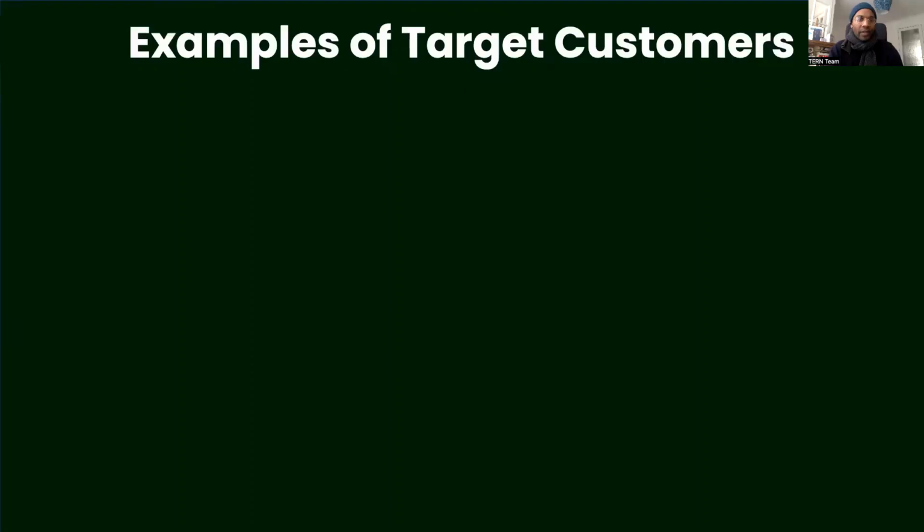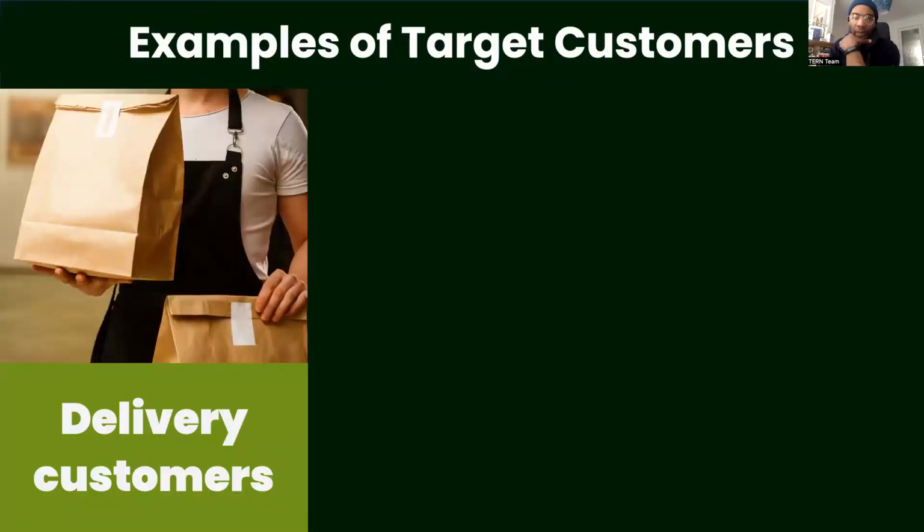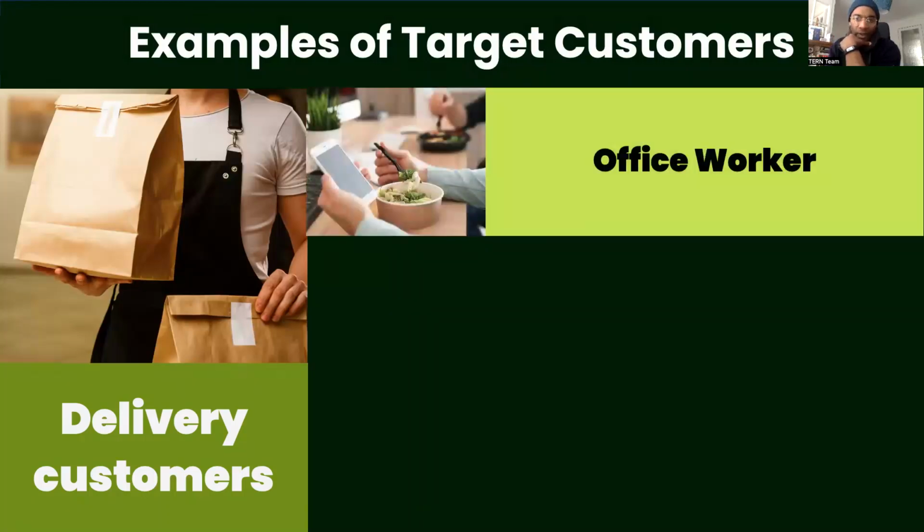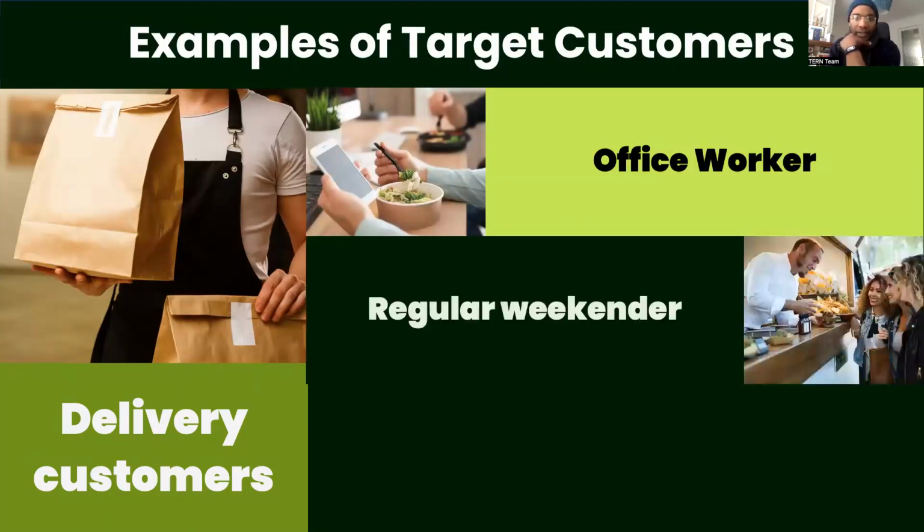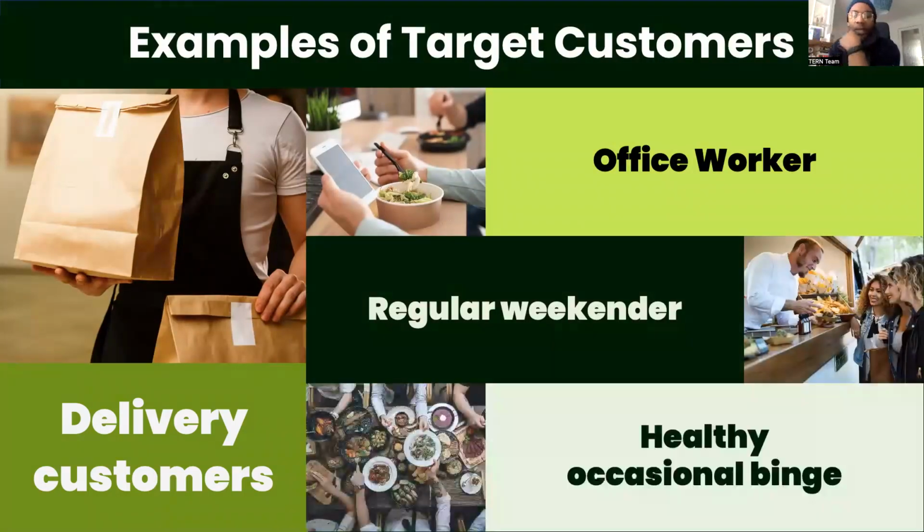We then discussed examples of target customers. So for delivery customers, for example, we had the office worker, the regular weekender, and the occasional binger, so the healthy occasional binger. All these people would tend to use takeaway, but as a delivery provider, as a takeaway provider, you would need to adjust to these three types of customers differently if you wanted to cater to them.